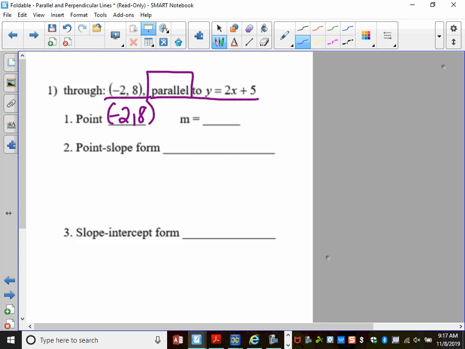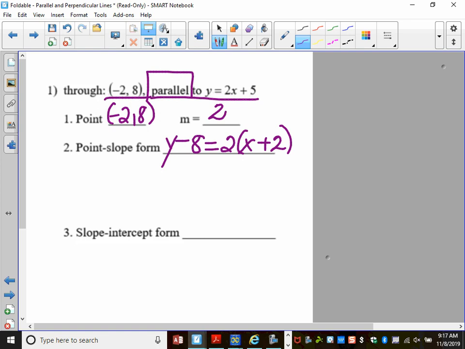So remember we just said if it's parallel, we're using the same slope. So what slope am I going to use? 2. Very good. So after that, we're going to now write it in point slope form. So remember point slope form. We're going to say y minus the y coordinate, which is 8, equals 2 times parentheses x plus 2. Is that right?